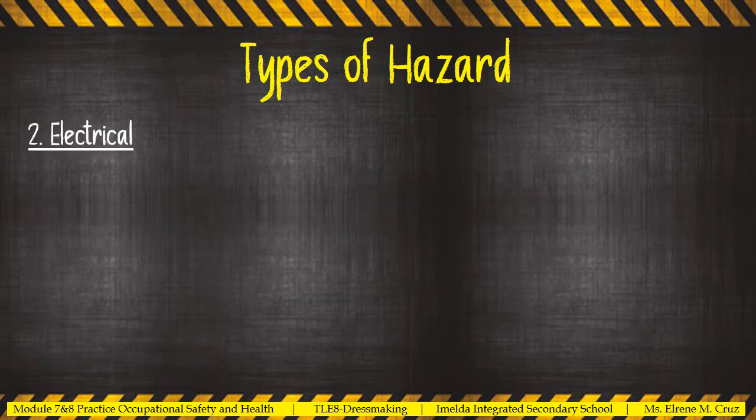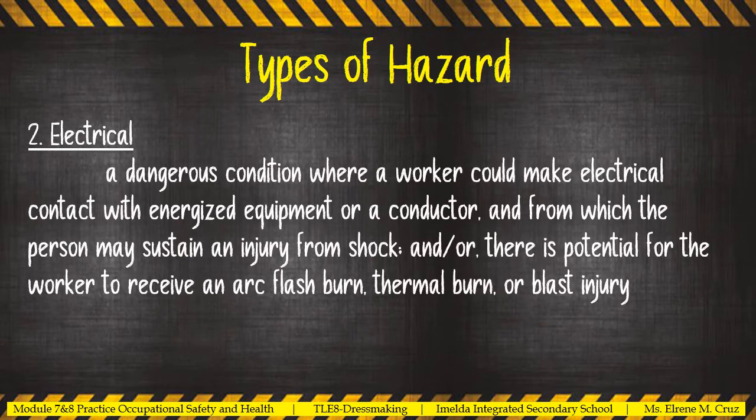Number 2. Electrical. A dangerous condition where a worker could make electrical contact with energized equipment or a conductor, from which the person may sustain an injury from shock, and/or there is potential for the worker to receive an arc flash burn, thermal burn, or blast injury.